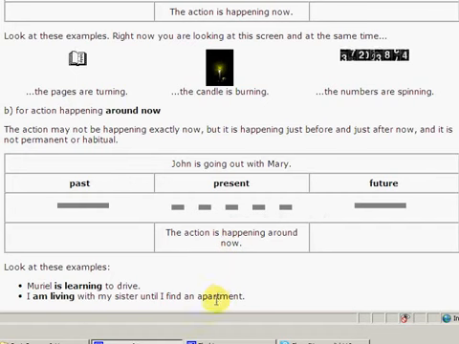Let's have more examples. Muriel is learning to drive. So, as you can see, that action is happening now. Not exactly this time, but that action is not yet finished. So it's not in the past. It's not in the future because it's happening now. So that's why the action is in the present continuous tense. It's not yet finished. Next, I'm living with my sister until I find an apartment. So just like with the 2 previous sentences, we used the present continuous tense.